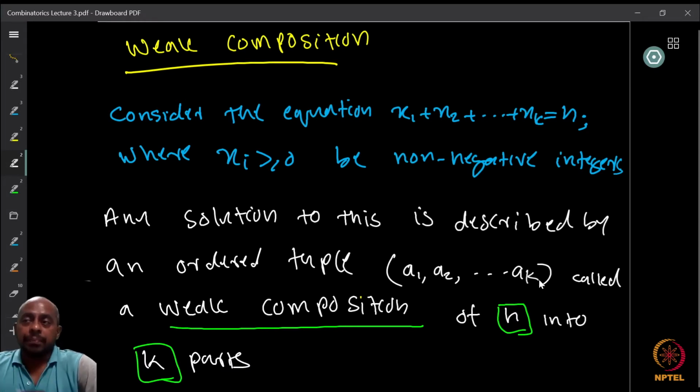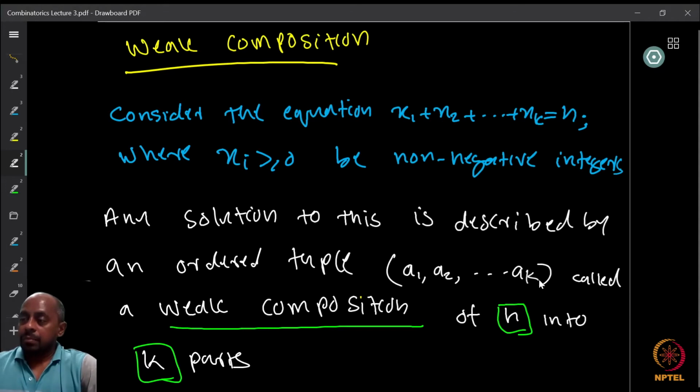So if x1 is equal to 5 and x2 is equal to 7, then we will have this tuple starting with 5, 7, etc., where a1 is equal to 5, a2 is equal to 7, right? Such a tuple is called a weak composition of n into k parts, because we are basically writing n as a sum of k non-negative integers. Okay, so this is called a weak composition.